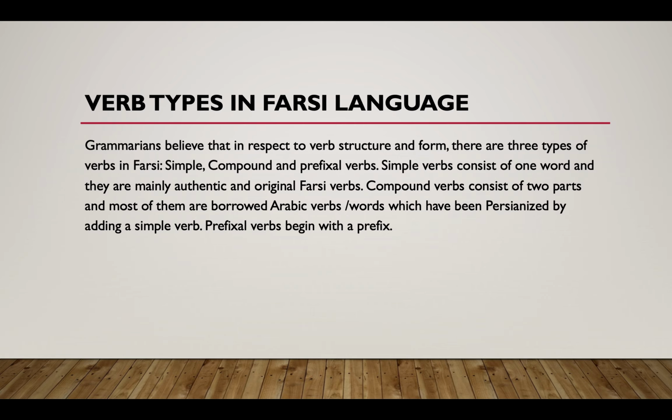Now we come to verb types in Farsi language. Grammarians believe we have three types of verbs in Farsi. We have simple verb, compound verb, and prefixal verb. A compound verb consists of two parts, and simple verb, as the name is saying, it is very simple. It consists of only one word. And compound verb has two words, and prefixal verb begins with the prefix and the action part.